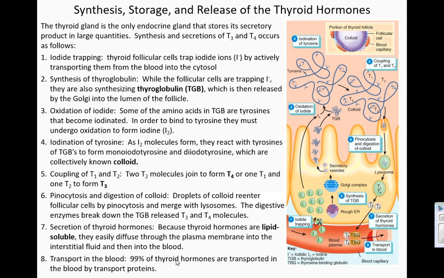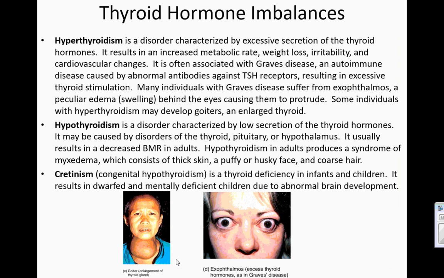Okay. Now, once we form T3 and T4, we pull it back into the cells and then put it into our bloodstream, where it must bind to a transporter because they are lipid soluble. The transporters carry the hormone to their target destination. Okay. Real quick, we'll talk here about these thyroid hormone imbalances, and then we'll call it quits. Thyroid hormone imbalances, in some cases, can actually be traced back to the brain with the hypothalamus and the pituitary, since those are the two places where we stimulate the secretion of the T3 and T4.